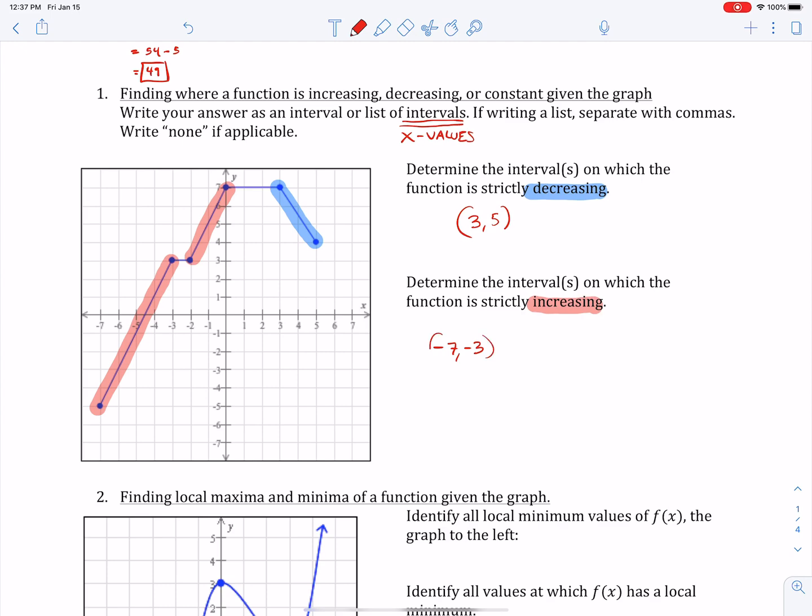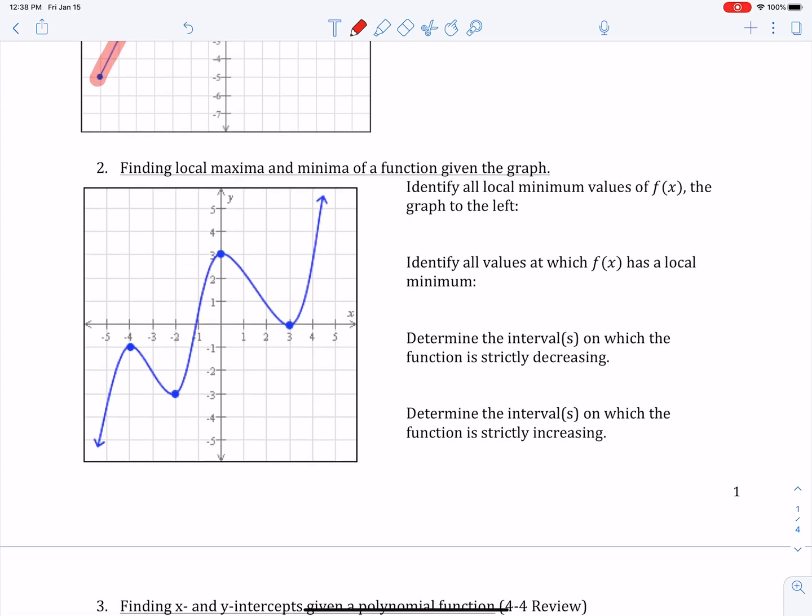I'm not done yet because we have another segment increasing right here. This point is at negative 2, and it's increasing all the way to 0 on my x-axis. So my notation would add a comma, since it said to separate with commas: negative 2, comma 0. And that's where the function is strictly increasing.